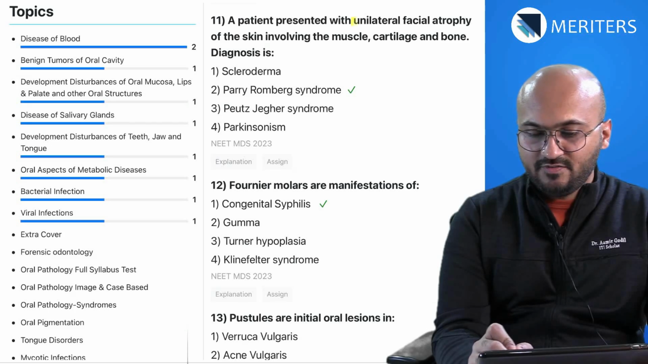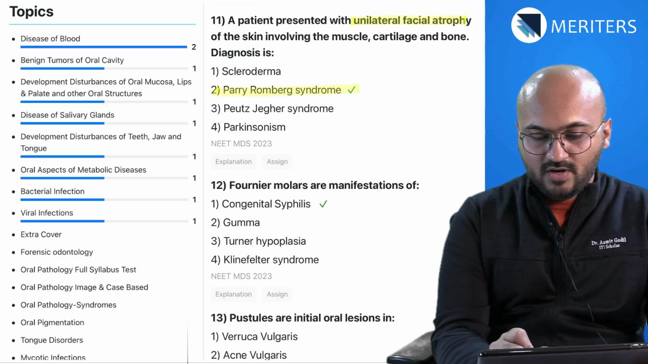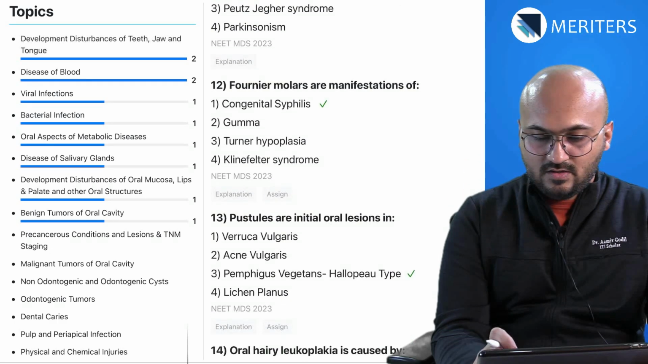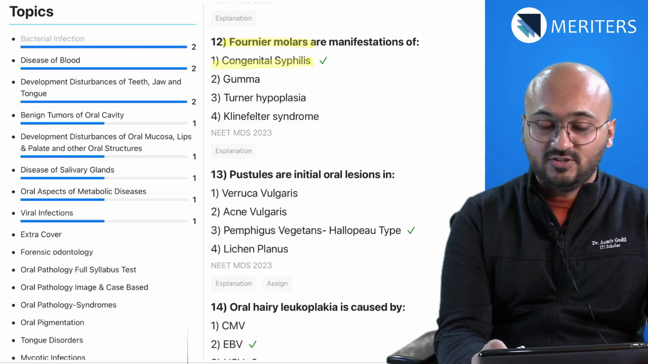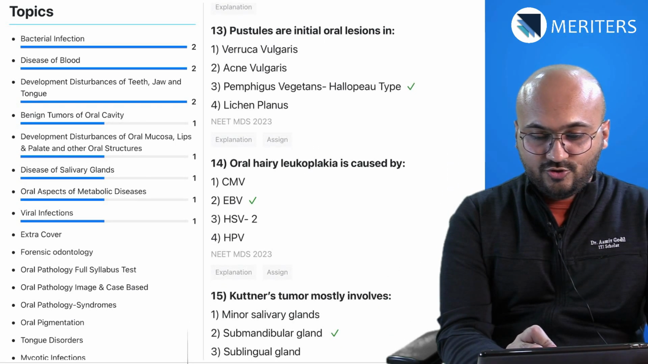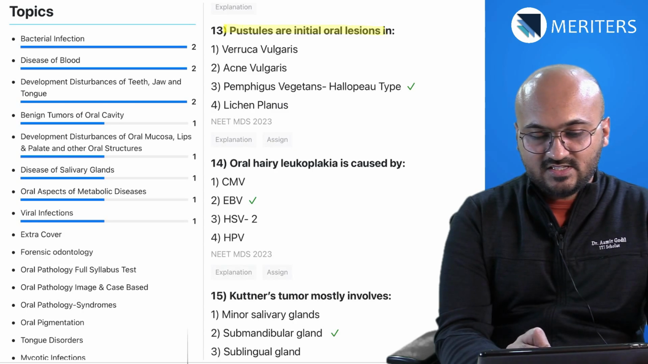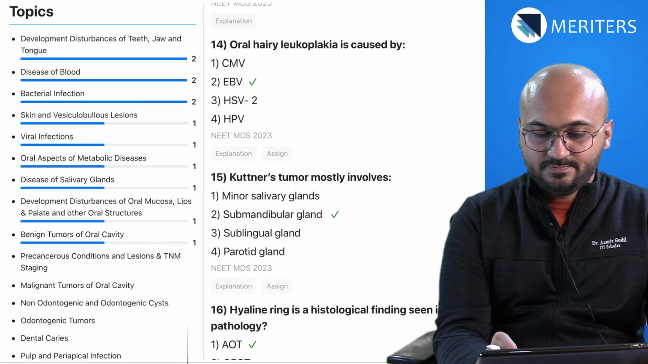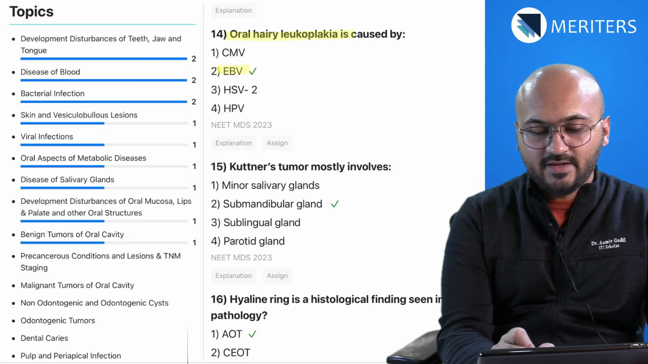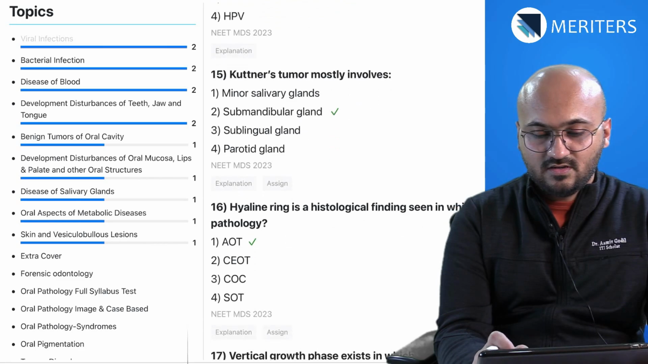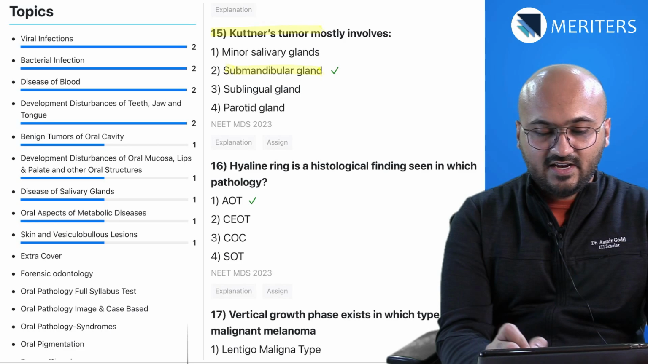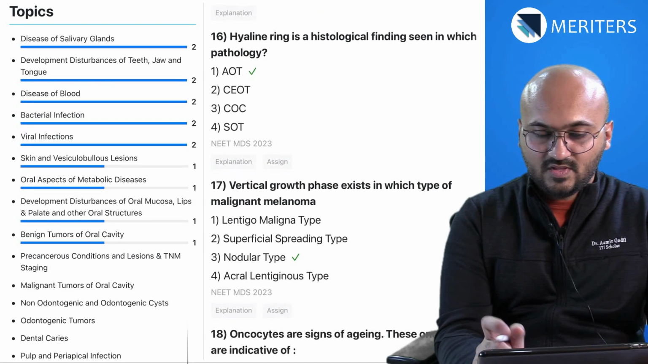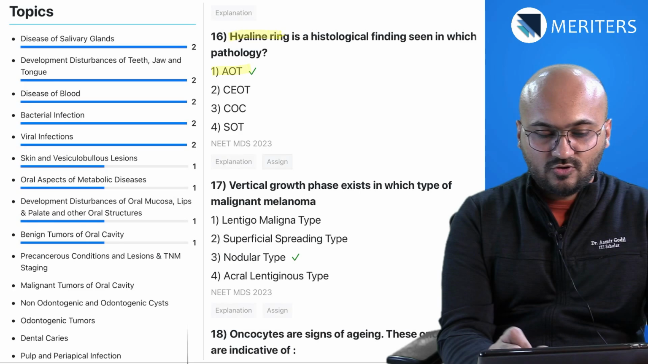Patient presented with unilateral facial atrophy and Parry-Romberg syndrome. Fournier's molars, very popular, congenital syphilis, bacterial infections. Then pustules are initially oral lesions in pemphigus vegetans, skin disorders. Oral hairy leukoplakia is caused by Epstein-Barr virus. Kuttner's tumor, submandibular gland. So this is another salivary gland pathology. AOT has a hyaline ring. So that's odontogenic tumors.